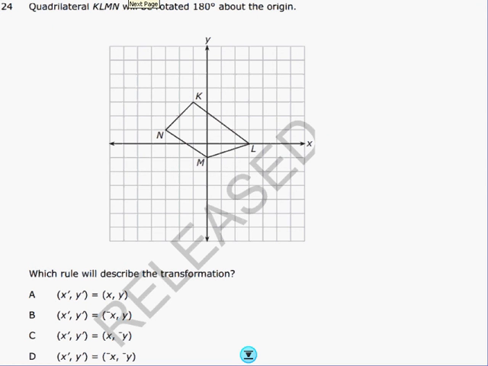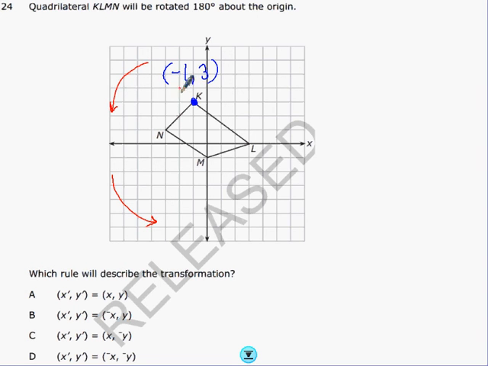Quadrilateral will be rotated 180 degrees about the origin. Which rule will describe the transformation? Okay, 180 degrees. So let's just do two 90-degree rotations. For my purposes, I don't want the ones on the axis because the zeros don't tell you very much. I'm going to start with this guy, negative 1, positive 3. Okay, I'm going to rotate that 90 degrees counterclockwise, and then 90 degrees counterclockwise again, and that should give us an idea.